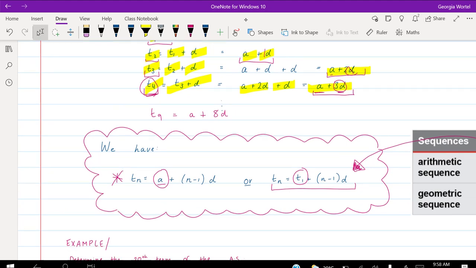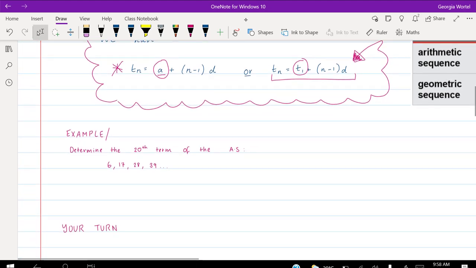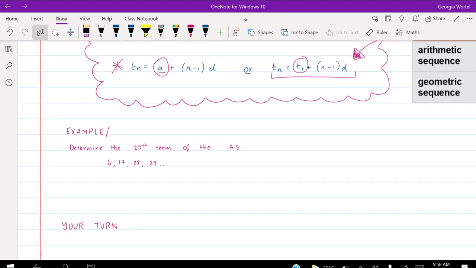Okay, let's have a look at actually using this. Determine the 20th term of the arithmetic sequence 6, 17, 28, and 39. Okay, we have a rule. Our rule is T of n is equal to A plus n minus 1 D. There are some things we know. We know our A value. What's our first one? It's 6. We can work out what our D value is.